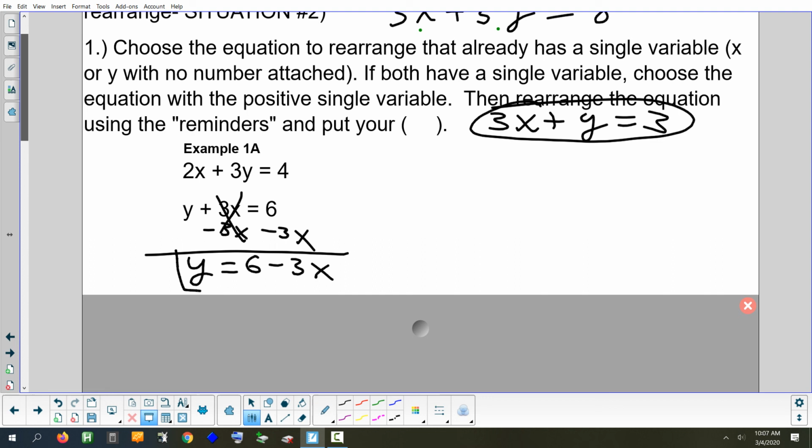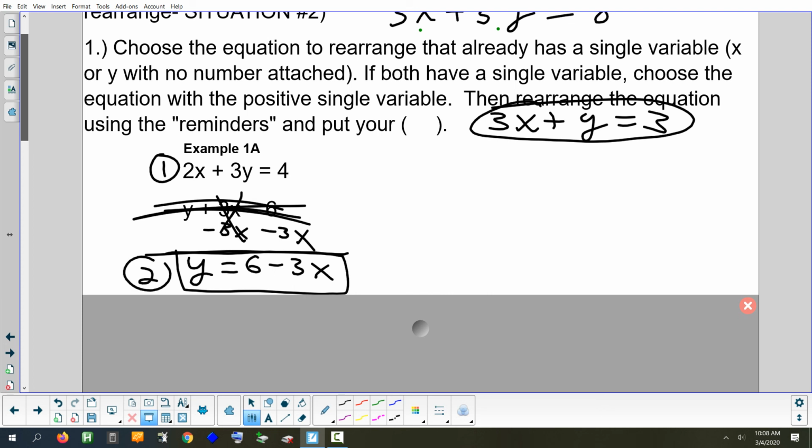So now, that is your new equation you're going to use. This one up here, you can cross it out. We're done. We're not using it anymore. We rearranged it. Okay? So that's going to be my first equation. That's going to be my second.